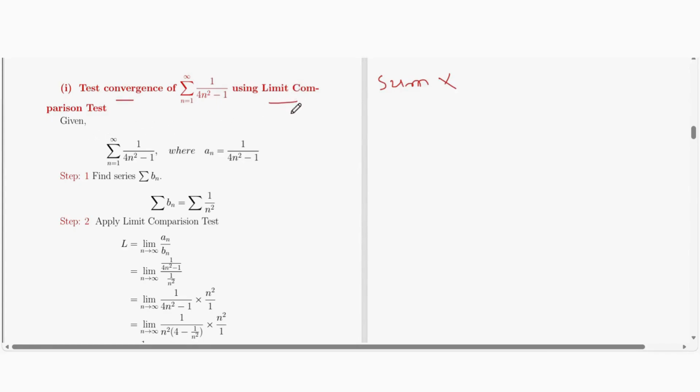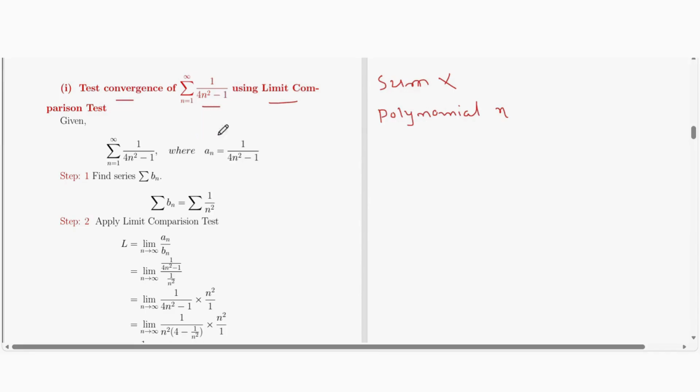Why the limit comparison test? Because here 4n square minus 1, this one is a polynomial in n, yes or no? So polynomial in n. That's why we can take n common. So to find the convergence of this series, the limit comparison test is applied. With the limit comparison test we can easily find its convergence.